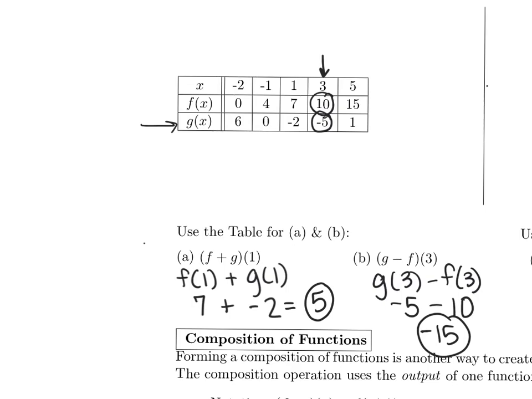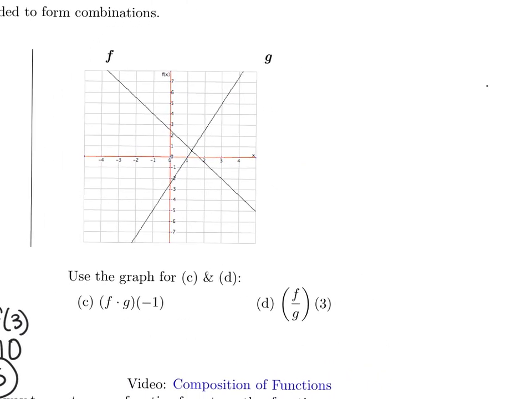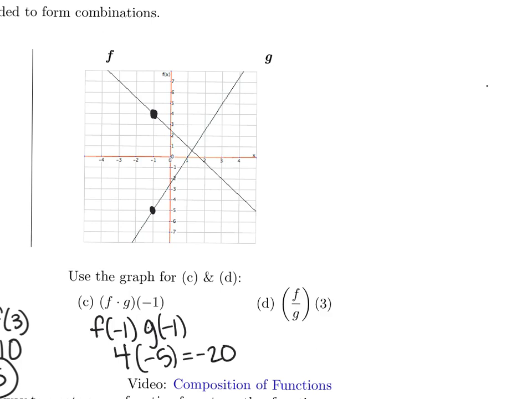So look to the right, and we're going to look at the graph now. And don't look at the table, we're just looking at the graph. Okay, so we're using the graph for part C and D. So it says to evaluate f of -1 times g of -1. Make sure you pay attention, the f function is the one that's going down and to the right. So I go to -1. The f function is +4. And then I go to -1, my g function is -5. So we get a -20.